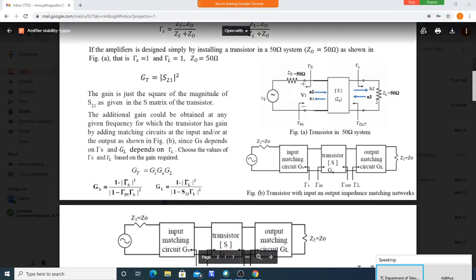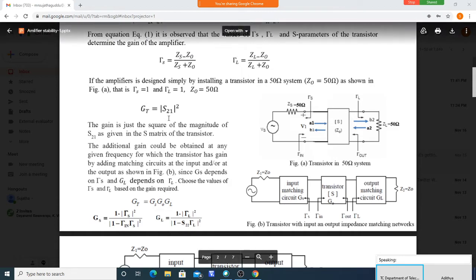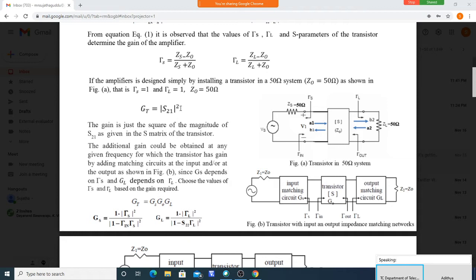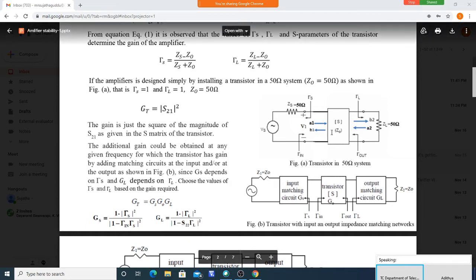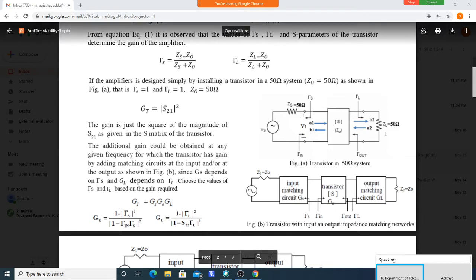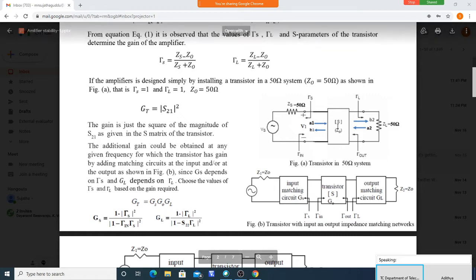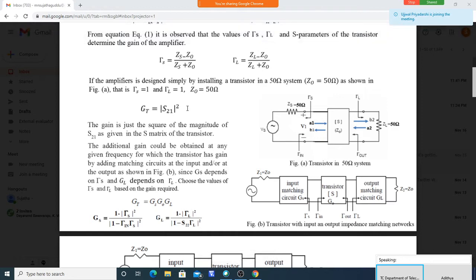For example, if you use simply the amplifier like this without the impedance matching network at the input side and output side, the maximum gain we can get from this network is the magnitude of S21 squared. That is the gain of the active device only. The gain is limited to G naught, based on the S21 parameter of the active device. So the maximum gain without impedance matching networks here and here is |S21|^2.